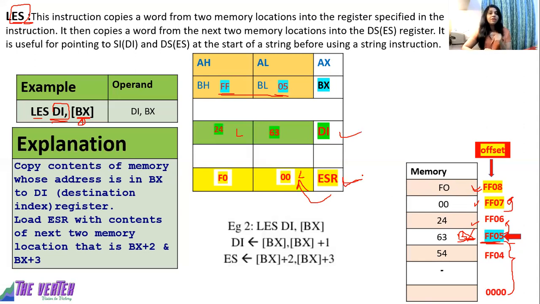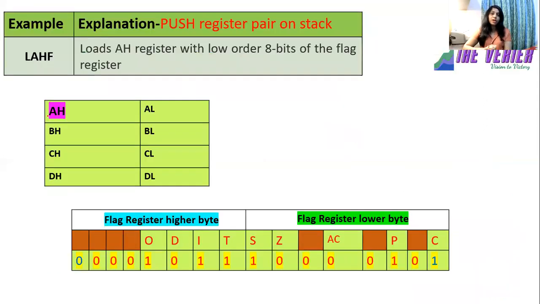You know that whenever we use string instructions, these two registers, ES and DI, play a very important role. We can load both registers with the required data by using only one instruction, that is the LES instruction. So now let's go to the next instruction.